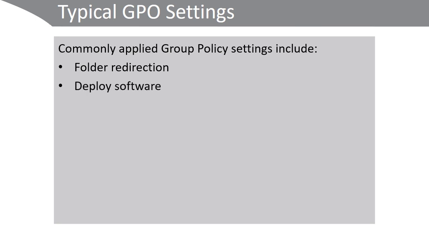You can use group policy to deploy software. It's not necessarily the best way of deploying software, but it's certainly possible. By deploying software, I mean you can have it install line of business applications, which are desktop apps rather than Microsoft Store apps.